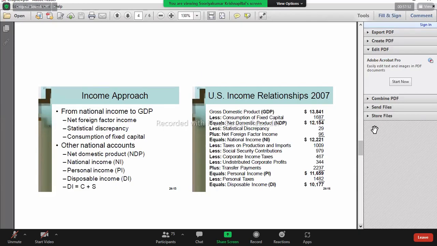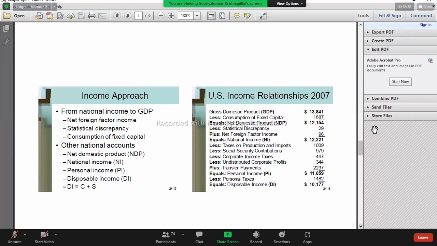But in this national income, something goes to the government, taxes on production and imports, and less social security contribution. When you work, you contribute something to social security. Pension or EPF, they take it from your salary. That is social security contribution, you pay for the pension and other things. So we should deduct that to find the disposable income.